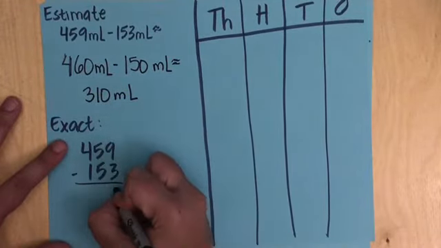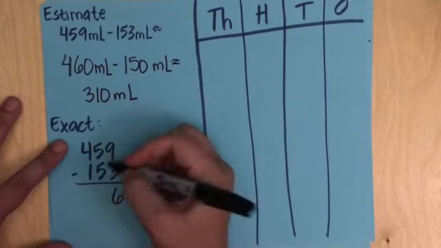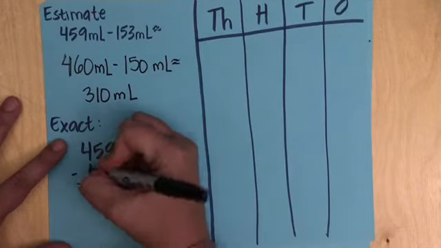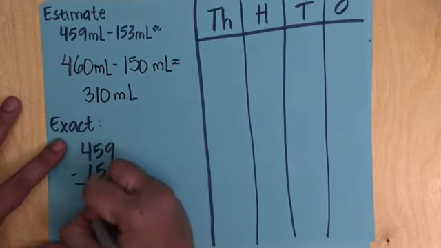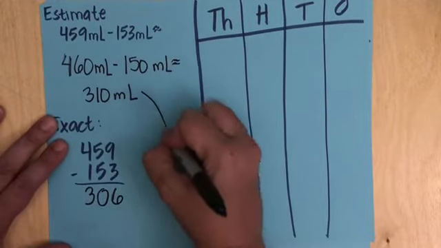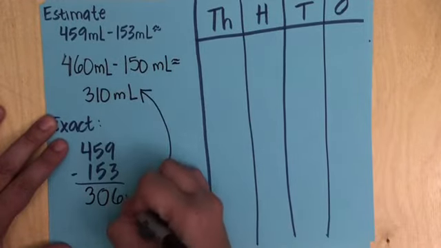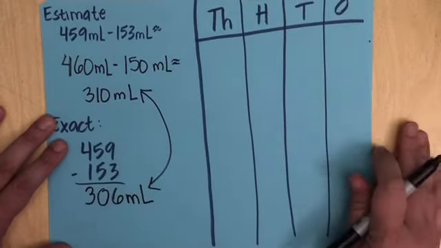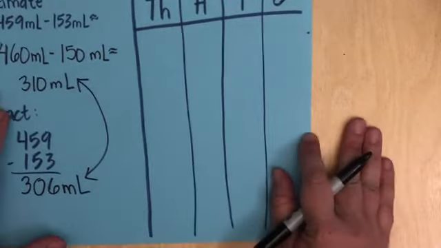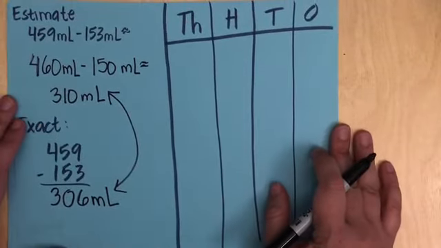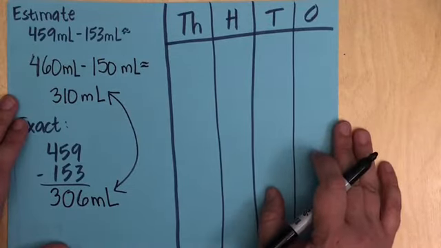So 9 take away 3 is 6. 5 take away 5 is 0. 4 take away 1 is 3. So this looks pretty reasonable because they're very close together. All right, I'll show you in fast time the place value chart.